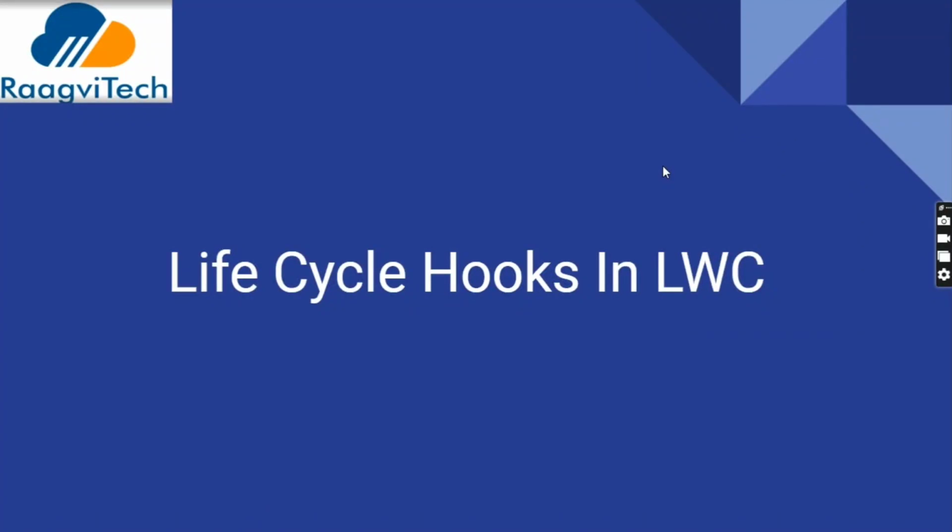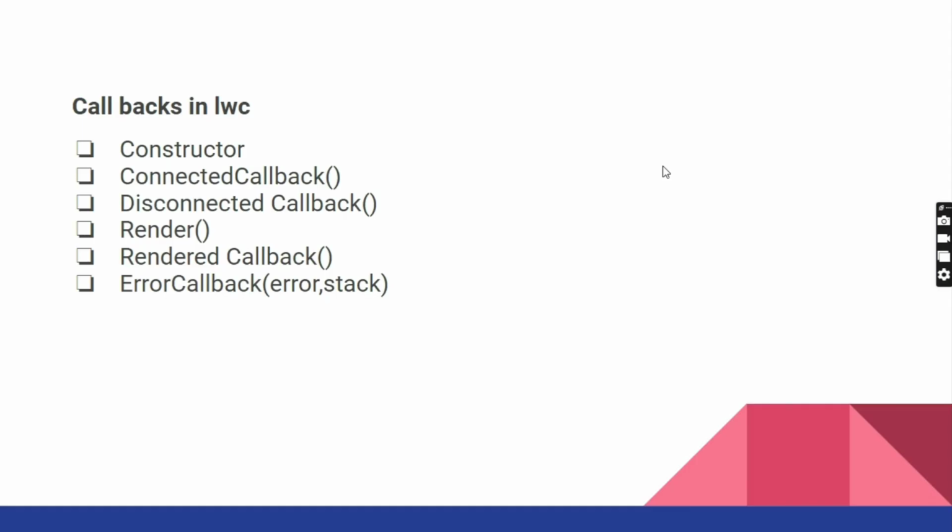In this video, we will discuss lifecycle hooks in LWC. Lifecycle hooks are callback methods which are triggered at a specific phase of a component, and we have different types of lifecycle methods in LWC. The callback methods in LWC are: the first one is constructor, second is connectedCallback, third is disconnectedCallback, fourth is render, fifth is renderedCallback, and the last one is errorCallback. Let us discuss them one by one.